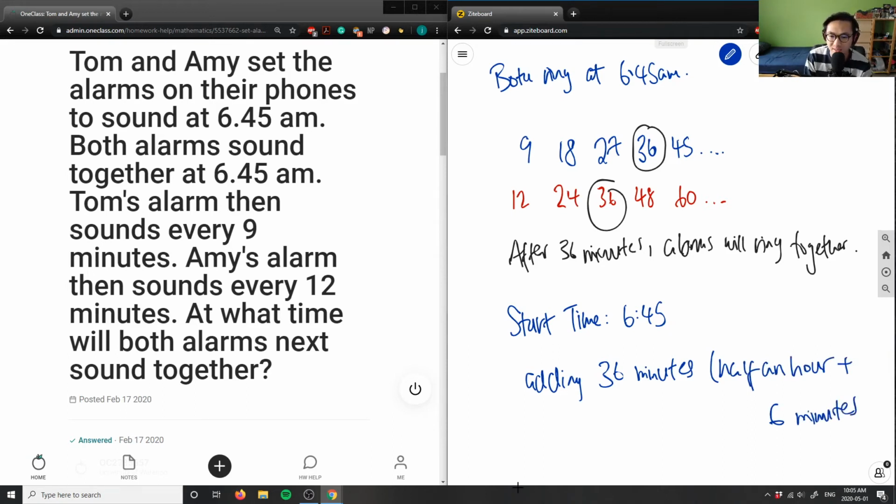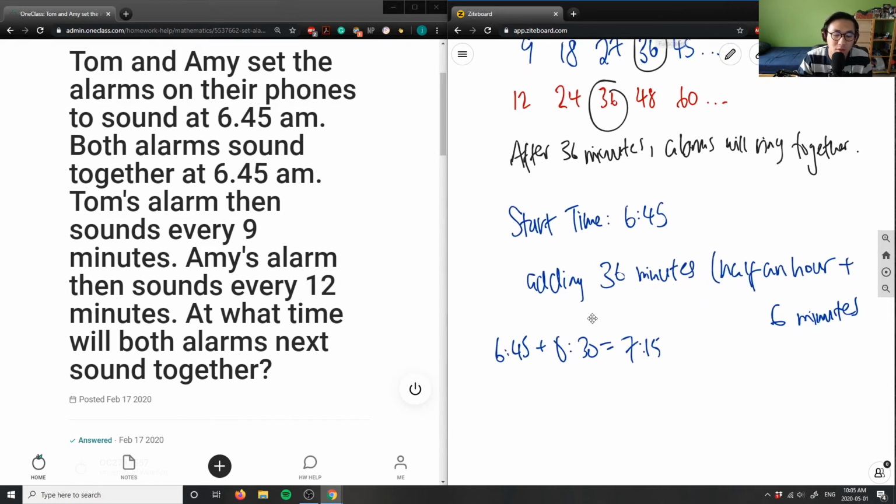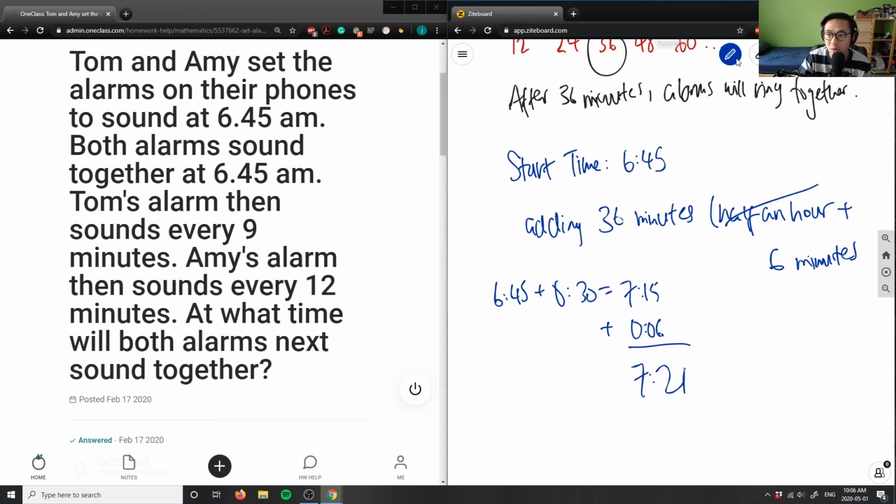So 6:45 plus half an hour would be 7:15, right? If you add half an hour to that, it's going to give you 7:15. So it cancels out this half an hour here because we added this already. And all we have to do is add 6 minutes to 7:15, and you get 7:21. So that means our answer here is 7:21, when both alarms are going to sound. So this here is our final answer.